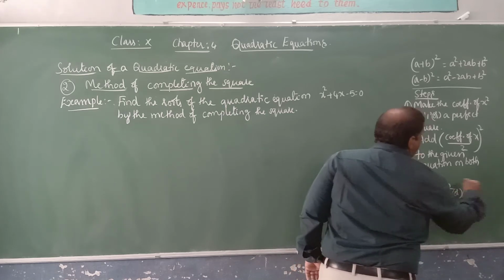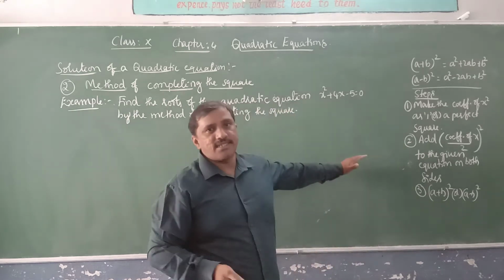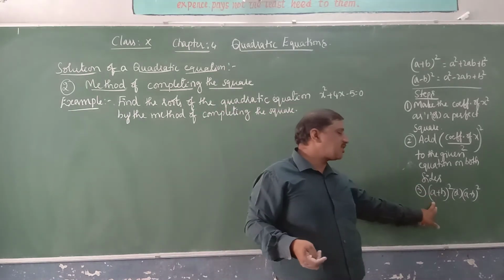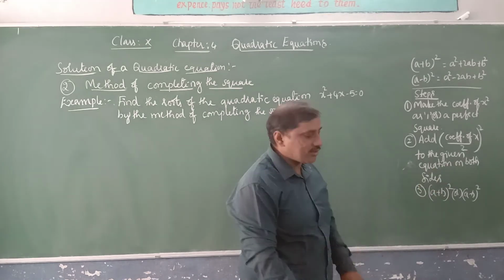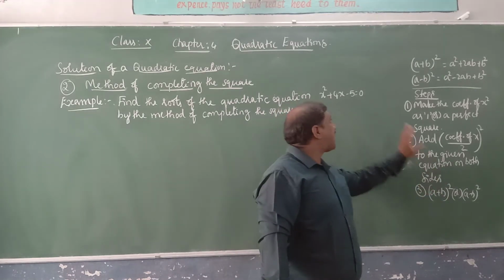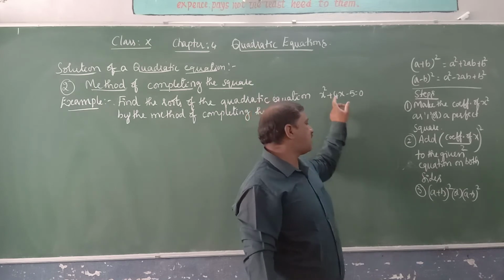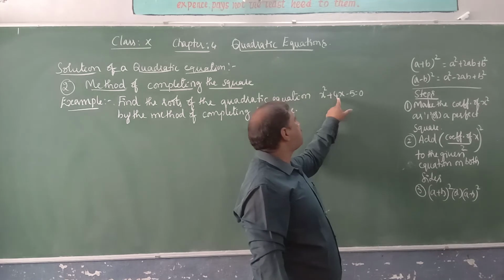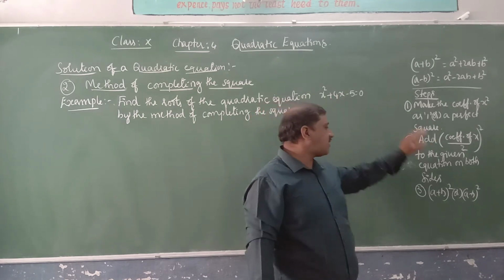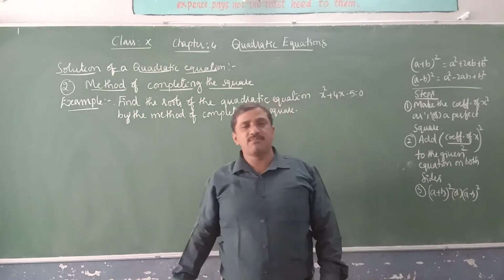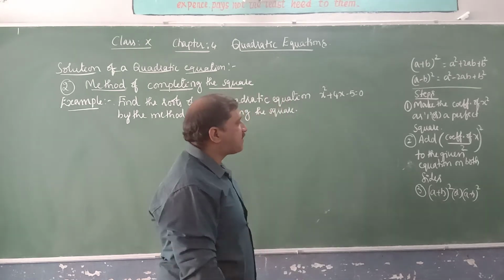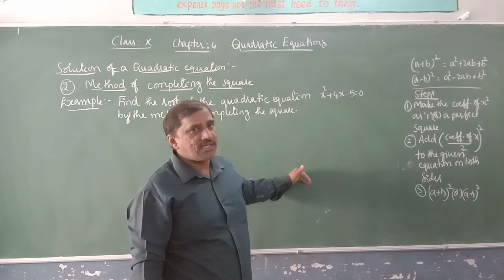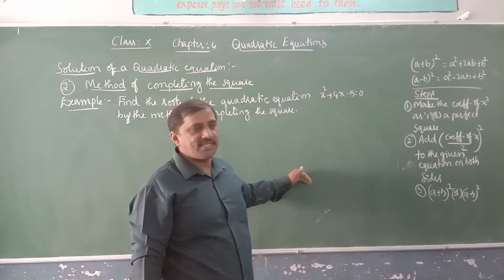So after adding that term, we will change the given equation either in the form of (a plus b) whole square or in the form of (a minus b) whole square. If the x coefficient is a positive value, then that will be changed to (a plus b) whole square. If its coefficient is a negative value, then it will be changed to (a minus b) whole square. Then after simplifying that, we get the two solutions of the given quadratic equation.